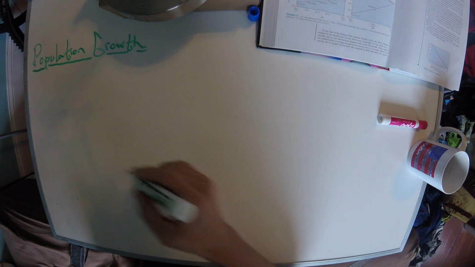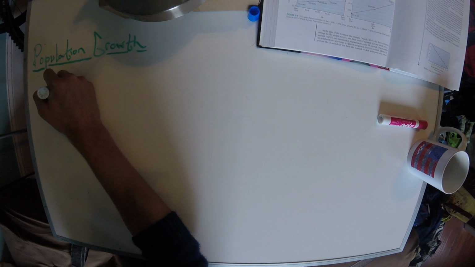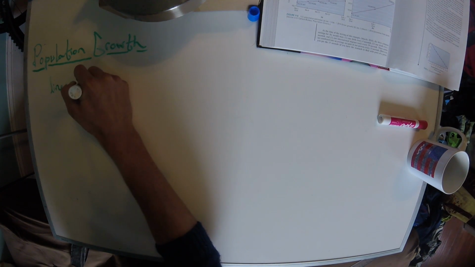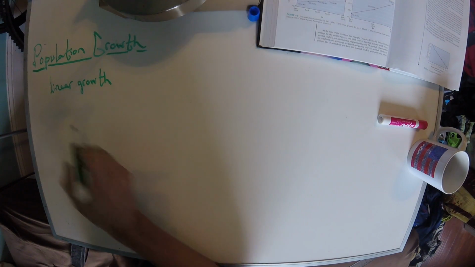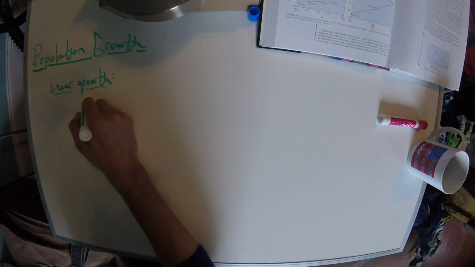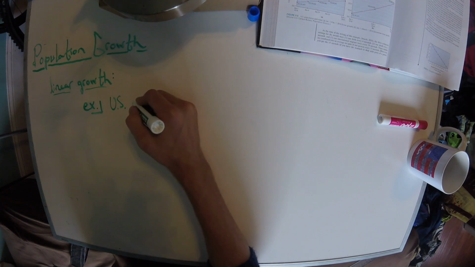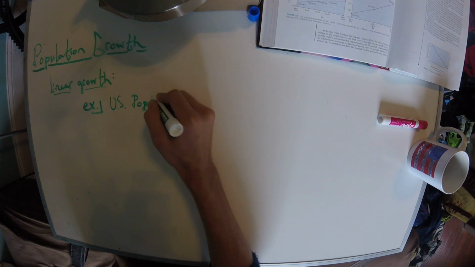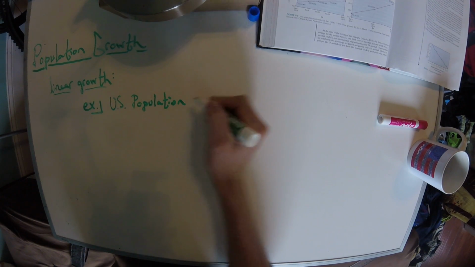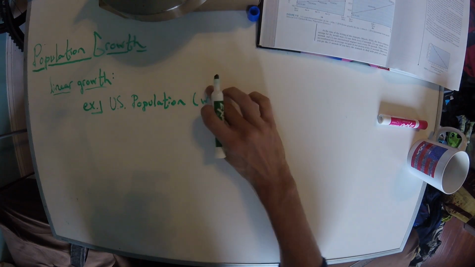So first of all, I'm just going to jump right into an example here. We're going to talk about linear growth first. Now, thinking about linear growth in populations is really only useful when you're approximating because no population really grows truly linearly. But we can use it to approximate changes over a short period of time. So I'm going to talk about the U.S. population now on the weekly scale or daily scale.